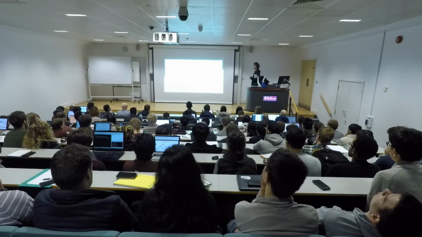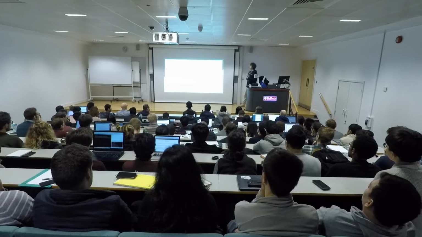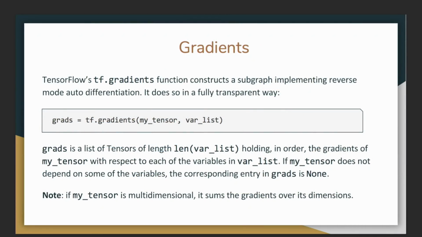So how does this actually happen in TensorFlow? The tf.gradients function constructs the subgraph that implements the auto-differentiation in a specific way, and the nice thing is it does it in a fully transparent way. The only thing you need to do is call tf.gradients and specify the tensor and the variables you want to compute the gradients with respect to. This could be the list of all the variables of your model, and the tensor could be the loss function. Then tf.gradients gives you back the derivative of the loss function with respect to each of the variables.